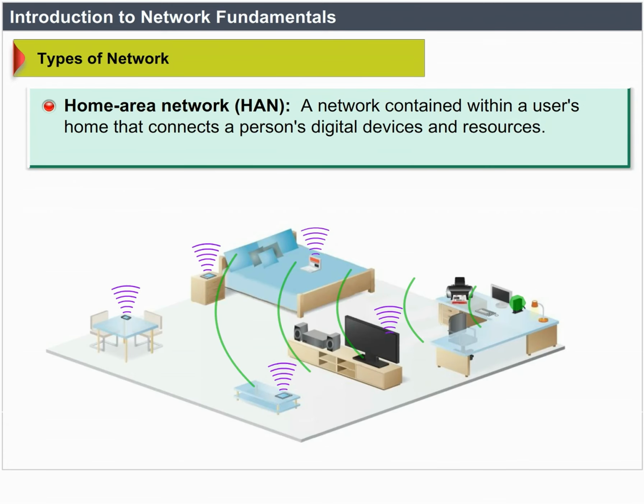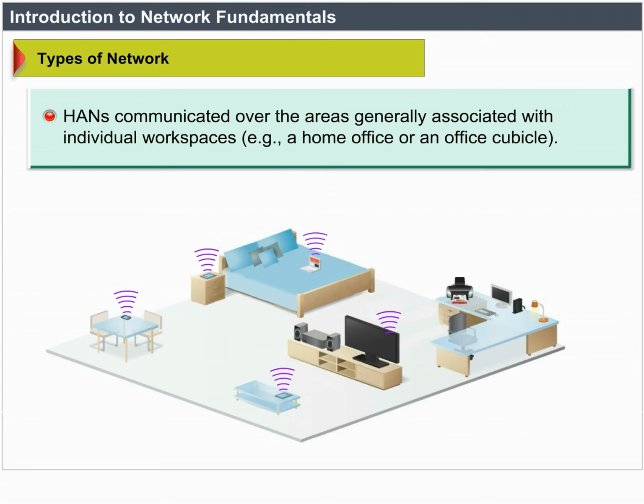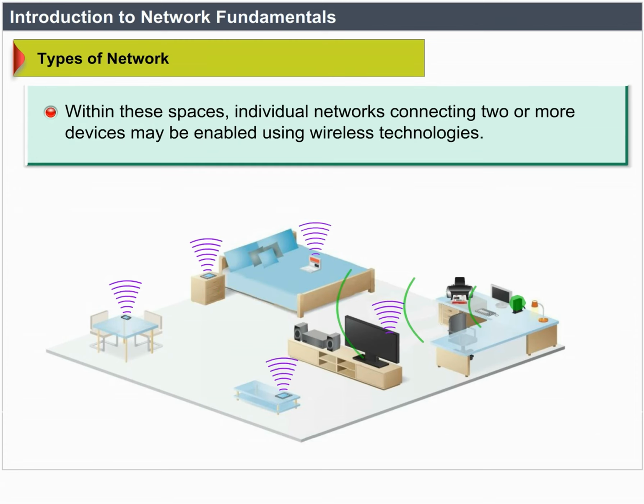Home Area Network or HAN. A network contained within a user's home that connects a person's digital devices. HANs cover areas generally associated with individual workspaces, for example, a home office or an office cubicle. Within these spaces, individual networks connecting two or more devices may be enabled using wireless technologies.